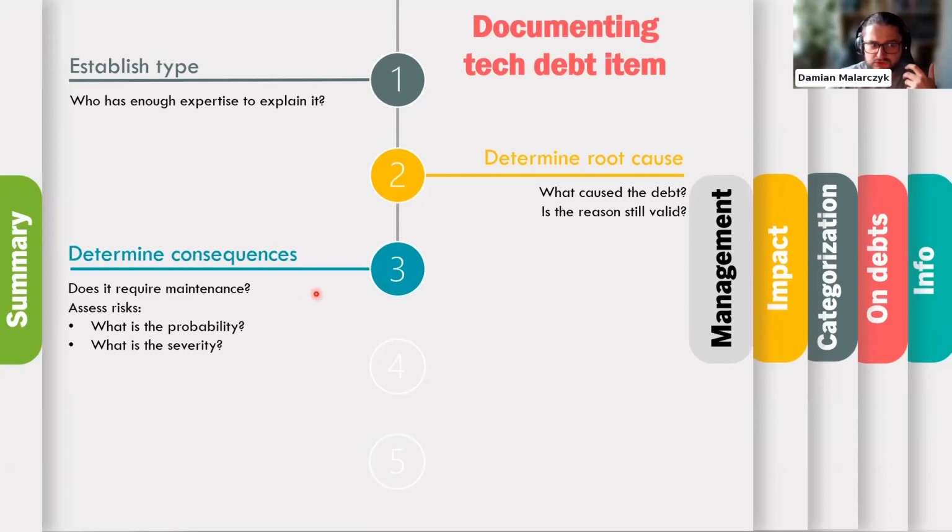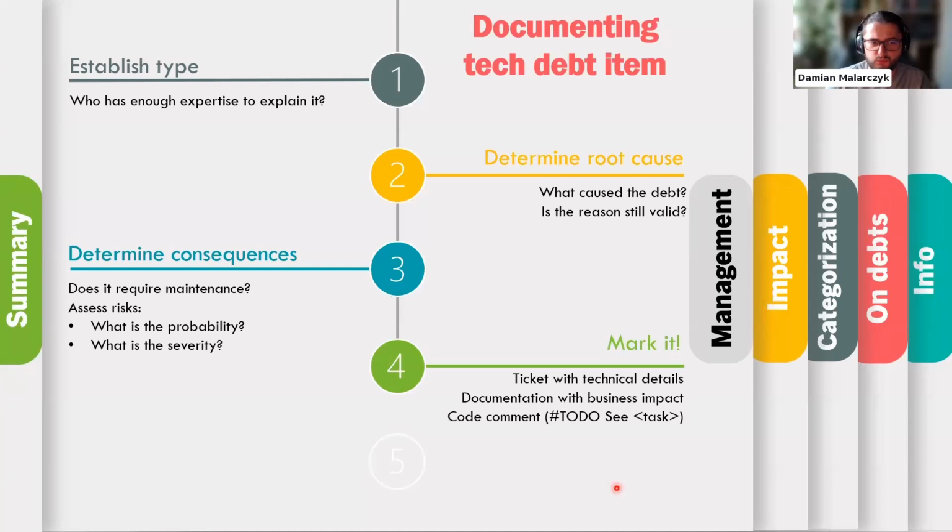So next, we should go to the step of determining consequences. What is the assured cost? Maybe there is some maintenance that we are doing, a cost that we can actually try to measure. And we should establish all the risks that are coming with it, together with probability and severity of each risk. And we will talk about assessing risk a little bit on the next slide.